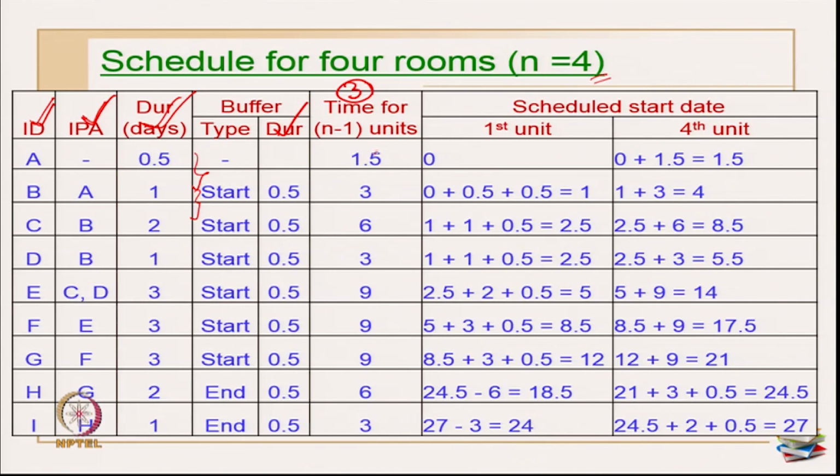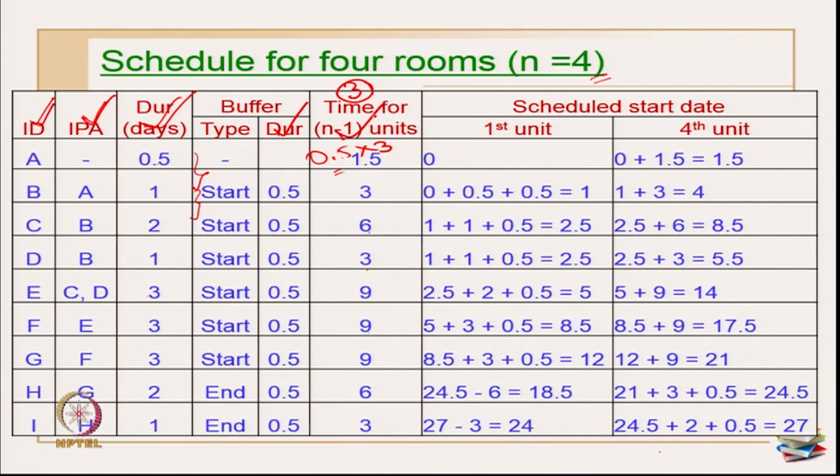The next is this, you can fill it up. Primarily, this is 0.5 into 3. So, time taken for one unit is 0.5, and how many units do I have? I have 3 units, because n minus 1 is 4 minus 1, which is 3. So, this becomes 1.5. Same way, 1 into 3 is 3, 2 into 3 is 6, 1 into 3 is 3, 3 into 3 is 9, 3 3s are 9, 3 3s are 9, 2 3s are 6, 1 3 is 3. Like that you fill up this column. So, this column is also filled up.